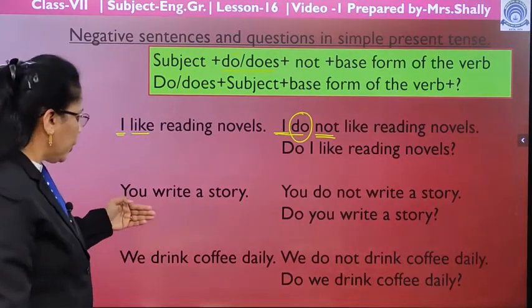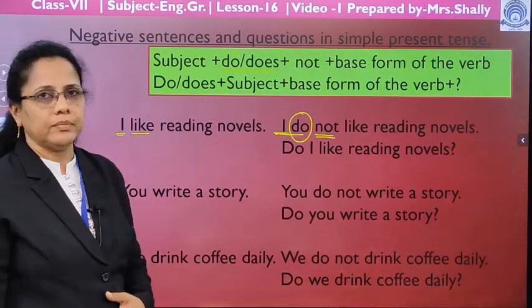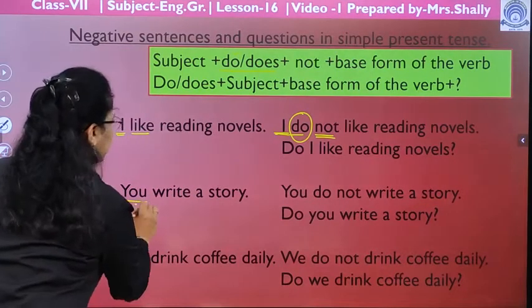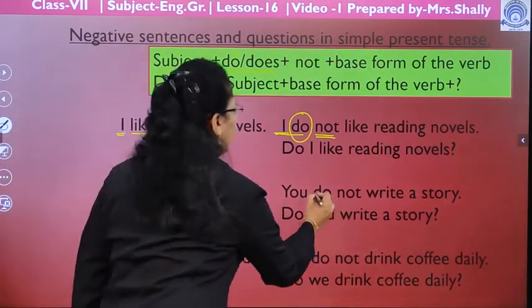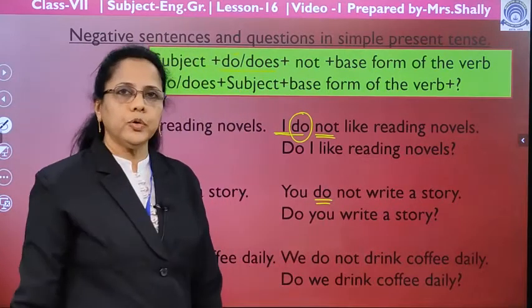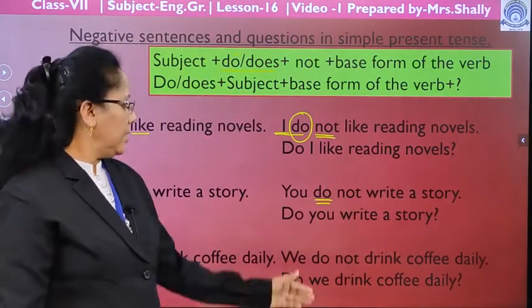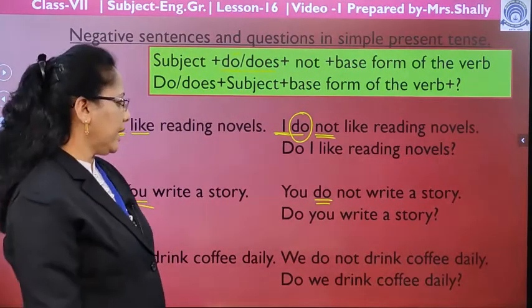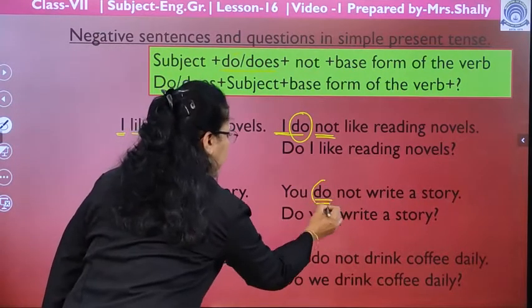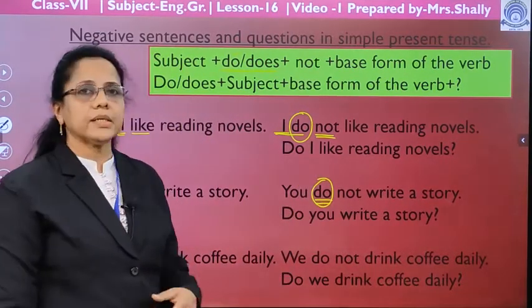Another example. You write a story. Here, you is the subject. So, you should use do. You do not write a story. Then, bring that helping verb in the beginning. Do you write a story?